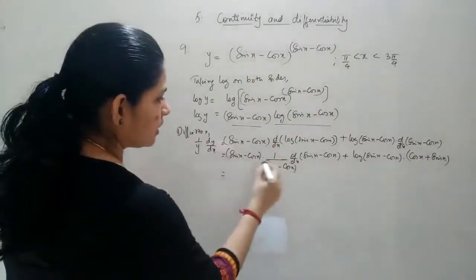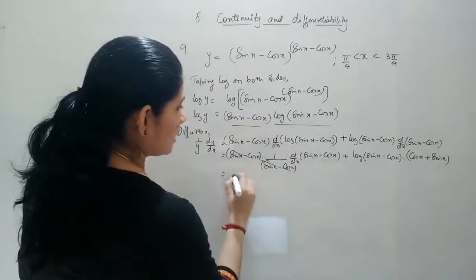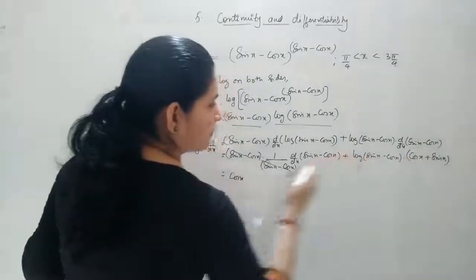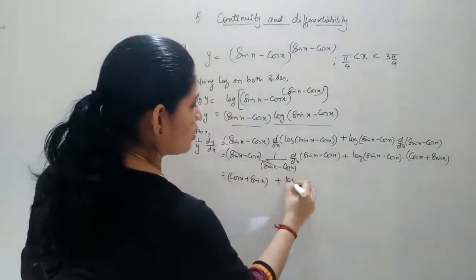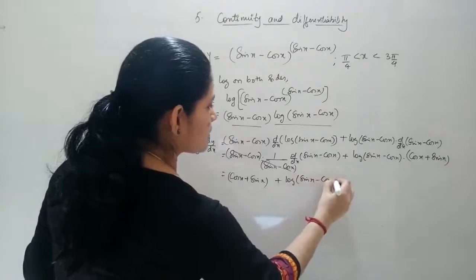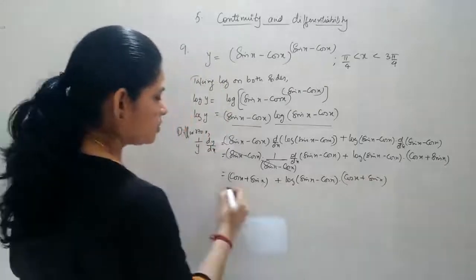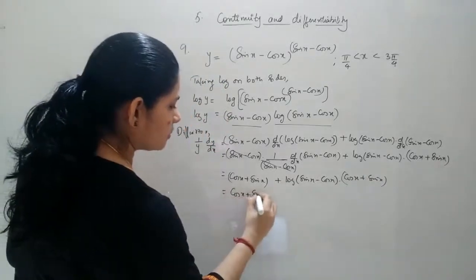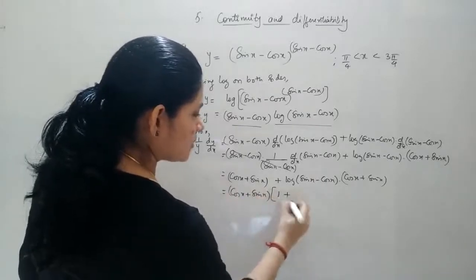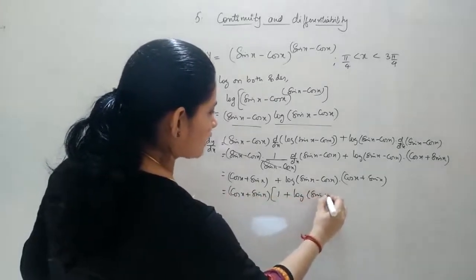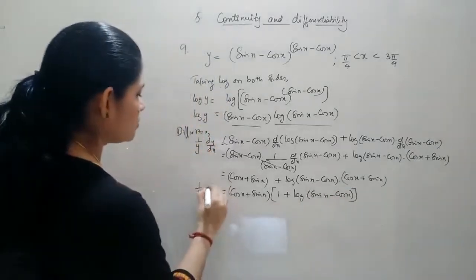Again you can cancel these two terms. So you get the derivative of this, which is again the same term, cos x plus sin x, plus log of sin x minus cos x into cos x plus sin x. You can take this term out. It is common in both the terms, so you will get 1 plus log of sin x minus cos x. This is your 1 by y into dy by dx.